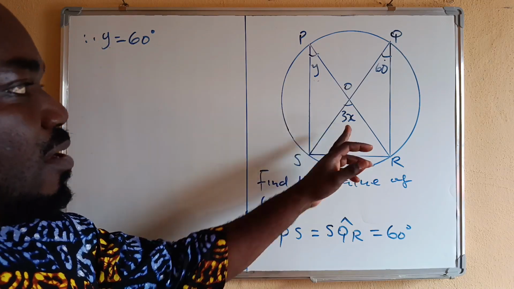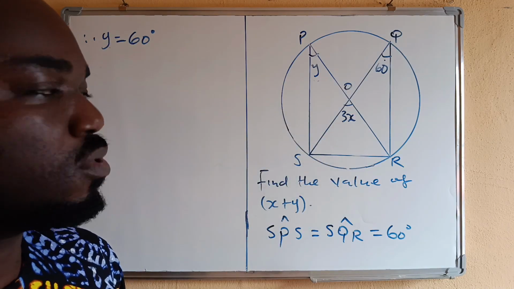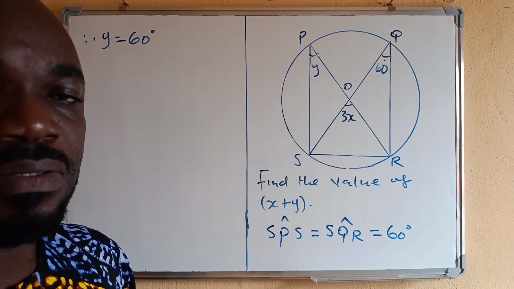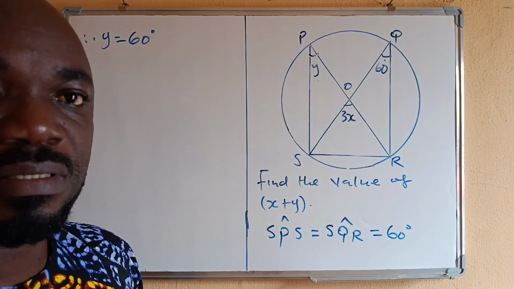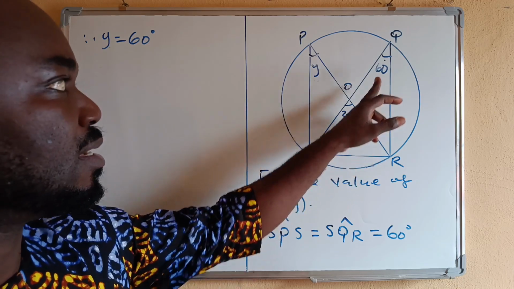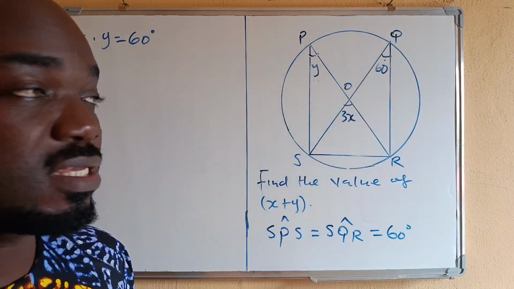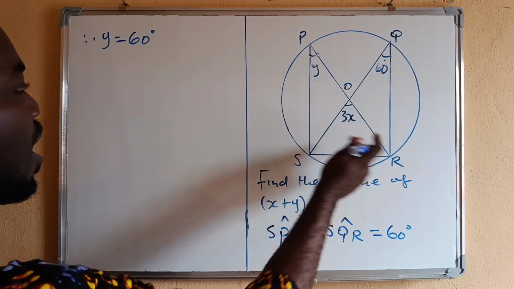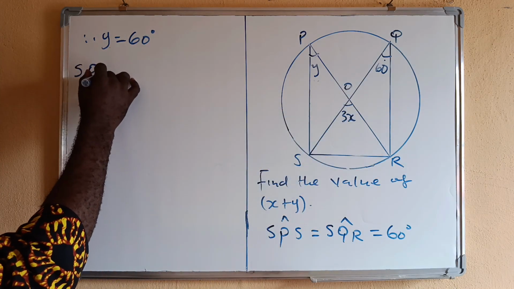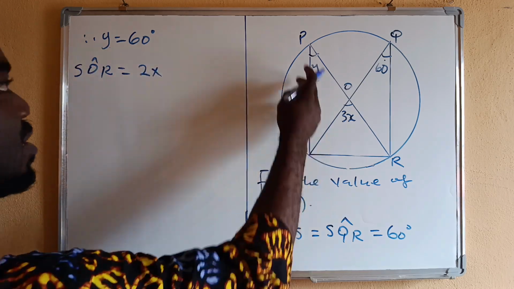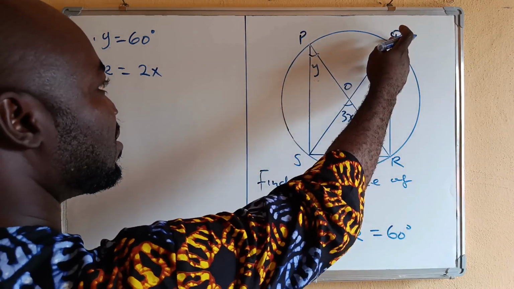How do we get the value of x? There is a rule that says that the angle at the center is twice the angle at the circumference. The angle that subtends at the center is twice that at any point on the circumference. So what that means is that angle SOR is equal to 2 times either SPR or SQR.